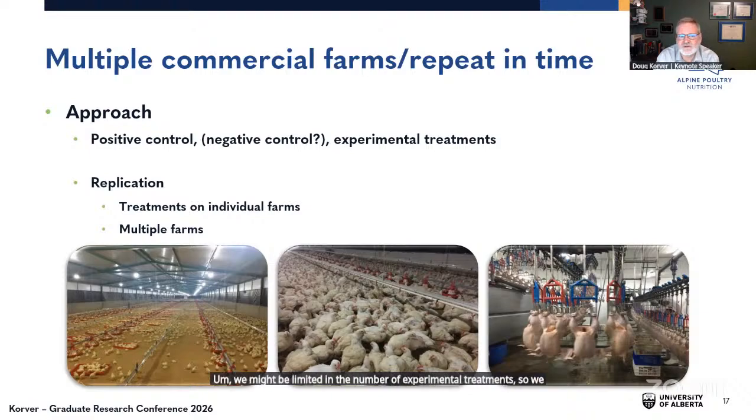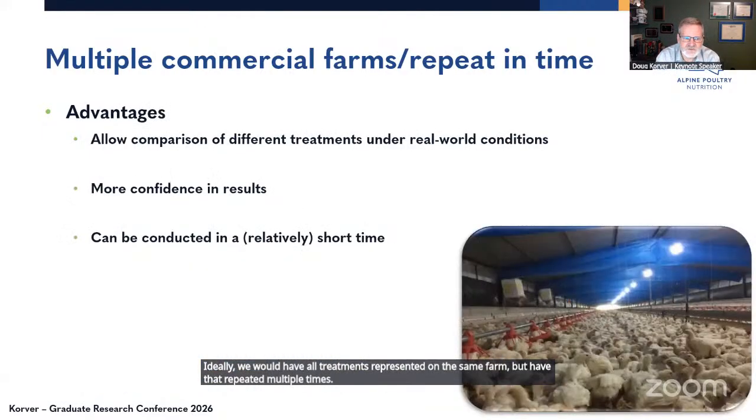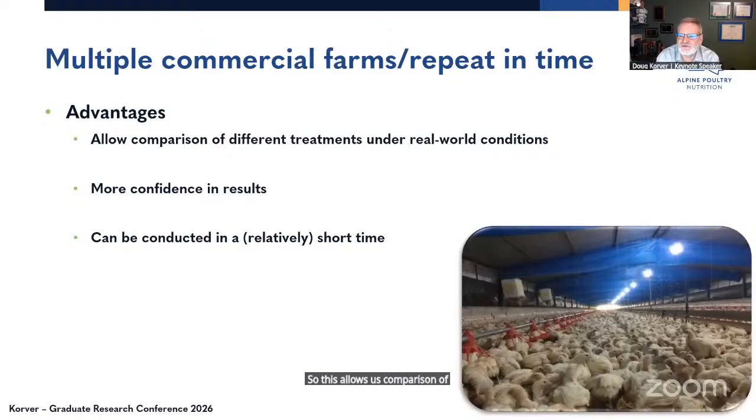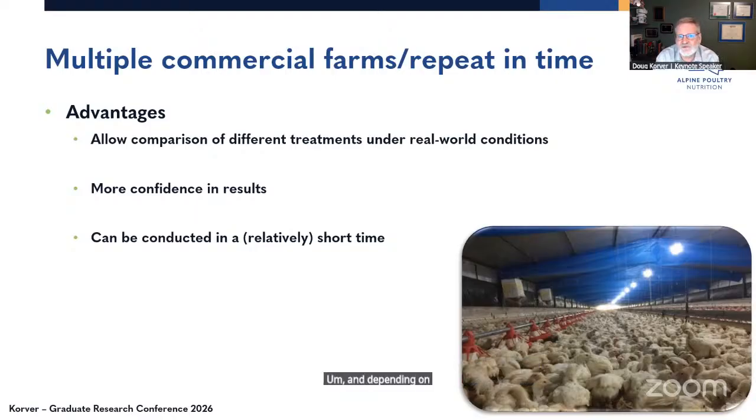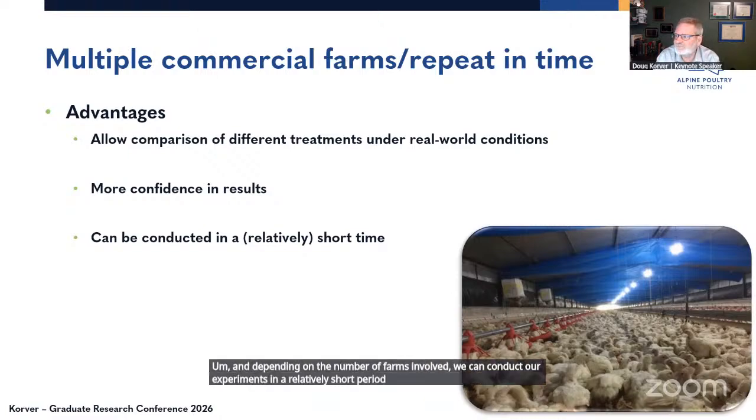So we need to make sure that we're able to replicate, either replicating treatments on individual farms or replicating treatments across multiple farms, or ideally, we would have all treatments represented on the same farm, but have that repeated multiple times. So this allows us comparison of different treatments under real world conditions. We can be more confident in our results perhaps than with benchmarking. And depending on the number of farms involved, we can conduct our experiments in a relatively short period of time.